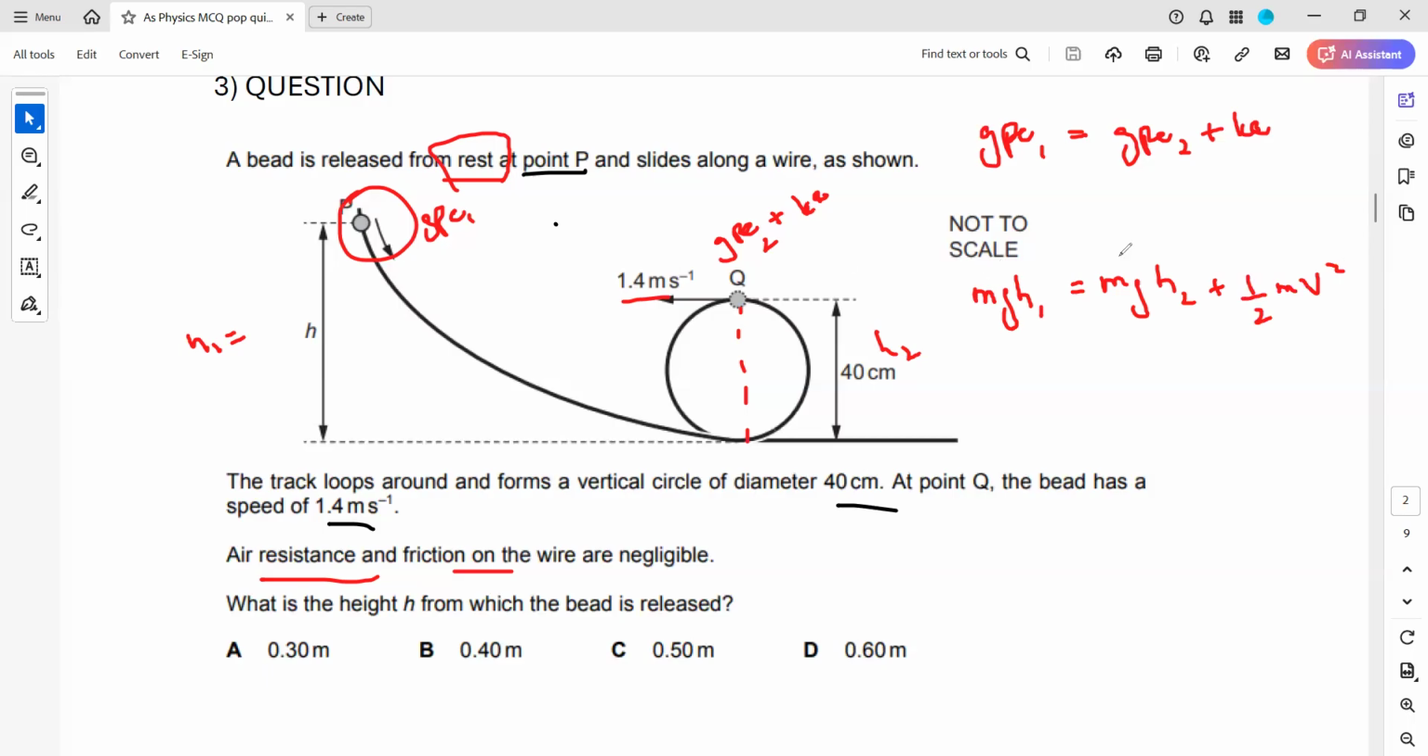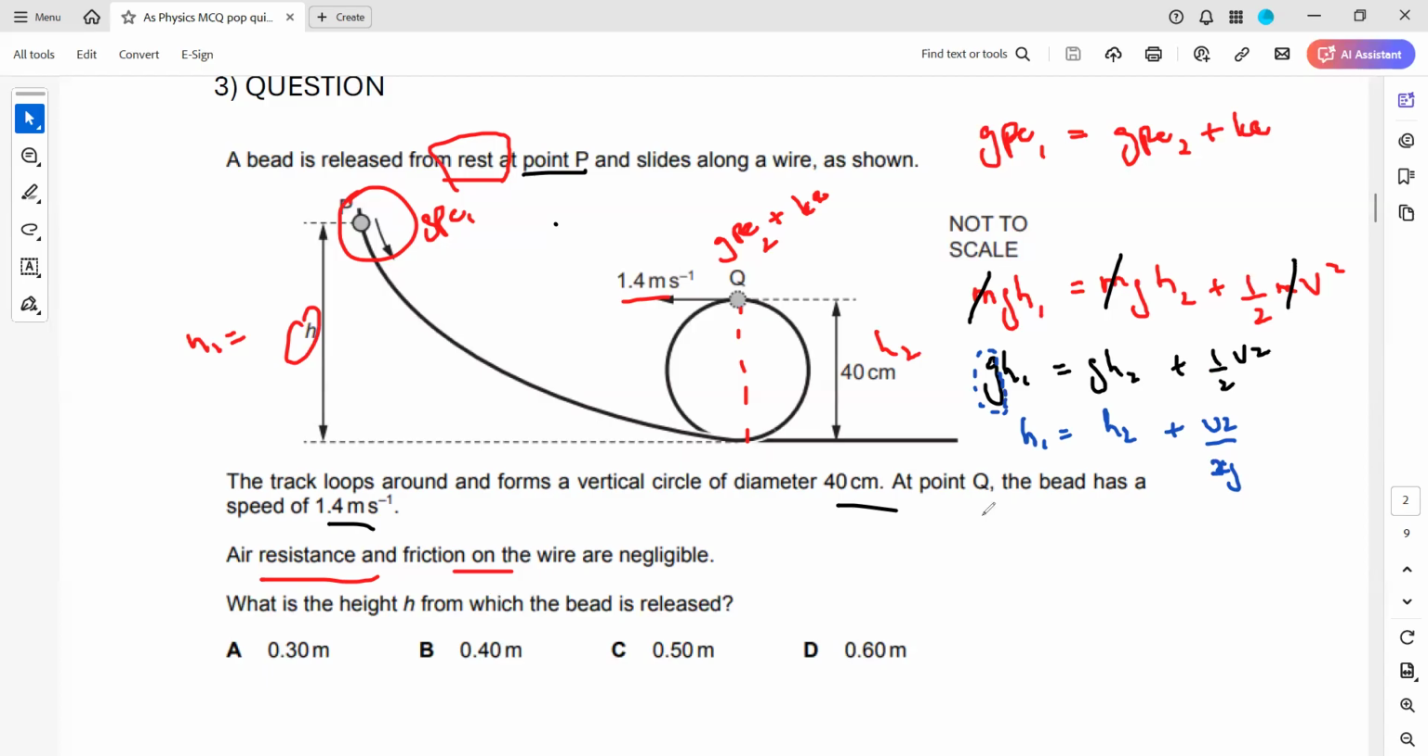When we simplify this, m is common, so m will cancel out. What we are left with is gh1 equals gh2 plus half v squared. Now we just have to simplify and substitute the values. Because I need h1, this height, the gravity that is multiplied on one side will be divided on the other side. So h1 will be equal to h2, because g divided by g, plus v squared over 2g. Because what we did, this g which is multiplied here, we divided both sides. So h1 is equal to h2 plus v squared over 2g.